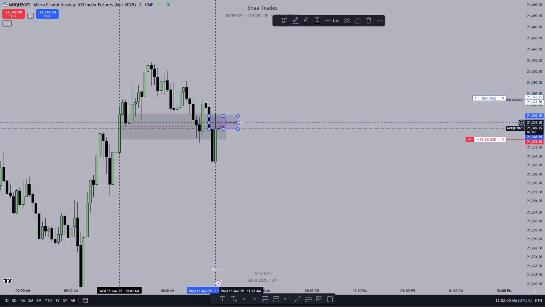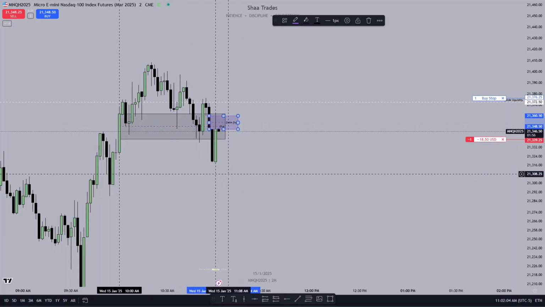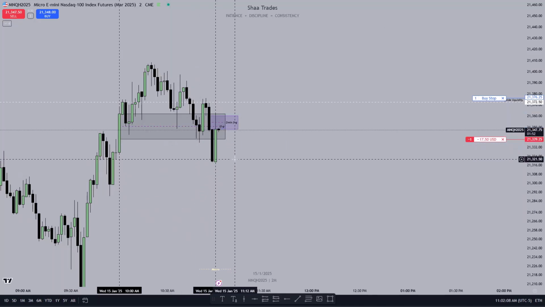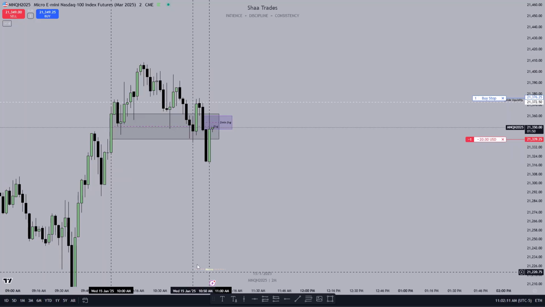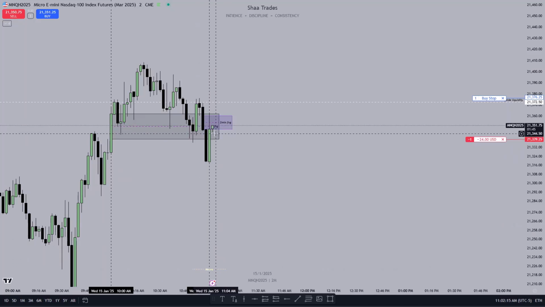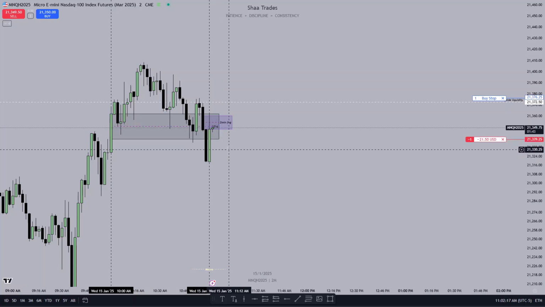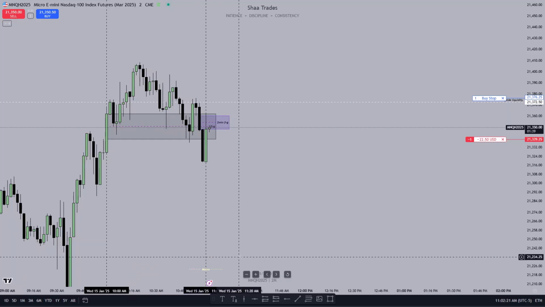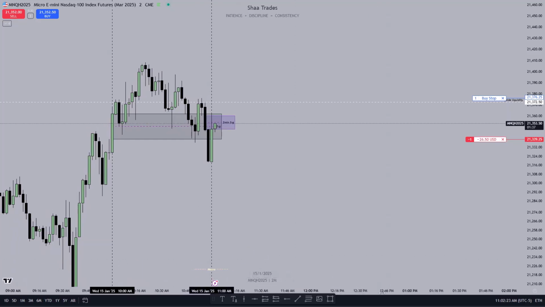I want to see this close below here and below this consequent encroachment. Now I want to see price displace lower. I don't want to see price keep going up. All right, so we're going to mute again, and then we'll see what price does here.